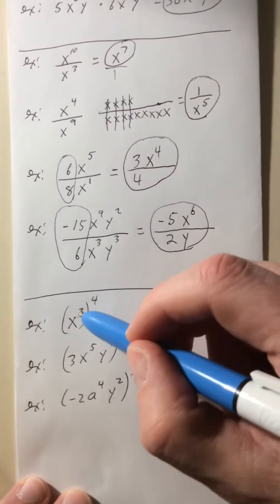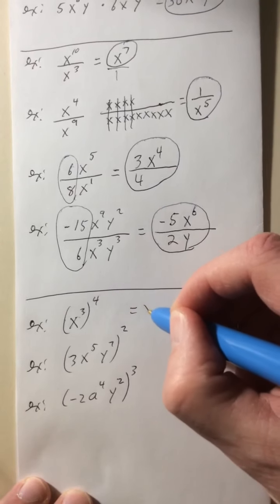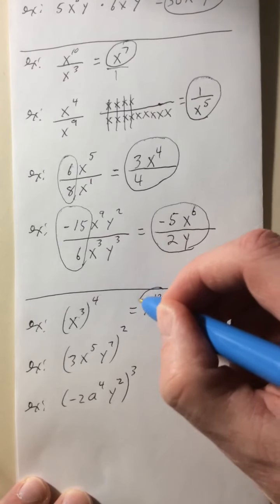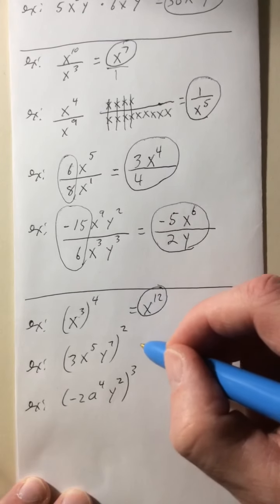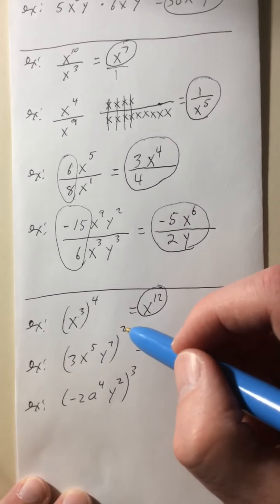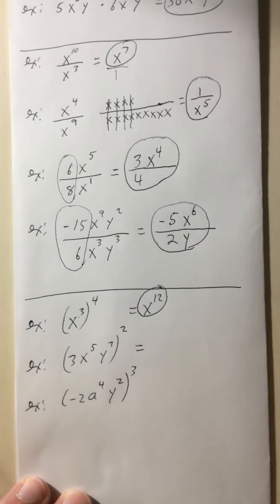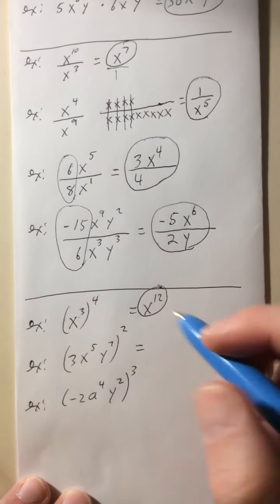So when we have a power to a power, we multiply. So 3 times 4 is 12. X to the 12th. So easy, even a caveman could do it. All right, so then we can square, in this case, raised to the second power, square everything in here. So it's kind of like the distributive property. So we're going to square the 3. So 3 squared is 9.